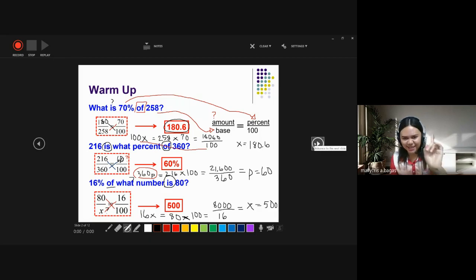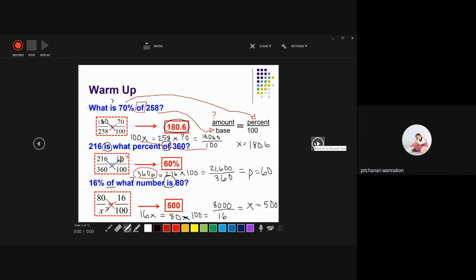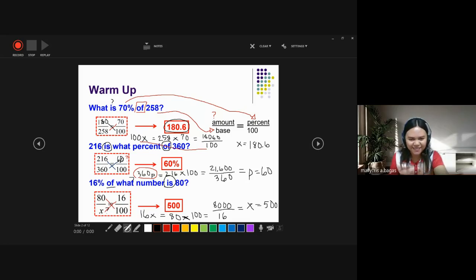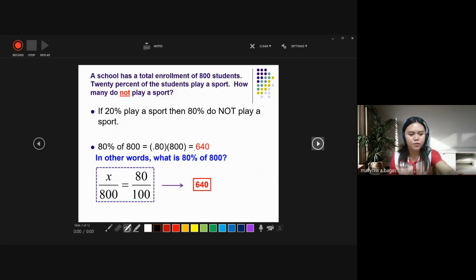Okay, let's try another one. Understand now? Easy, right? You're going to cross multiply, and then after that, you're going to divide. Okay, let's try this one.